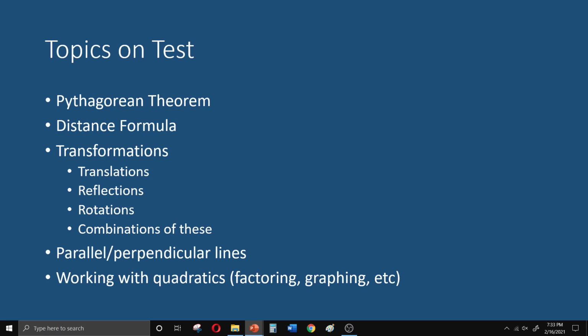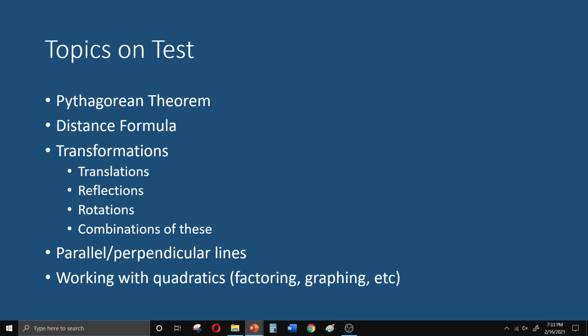And then, of course, we worked with parallel and perpendicular lines. You are expected to know how to work with those, how to find equations of lines, things like that. And you should also know the basic things that we've done with quadratics so far. So factoring, finding intercepts and graphing, finding the vertex, things of that nature.